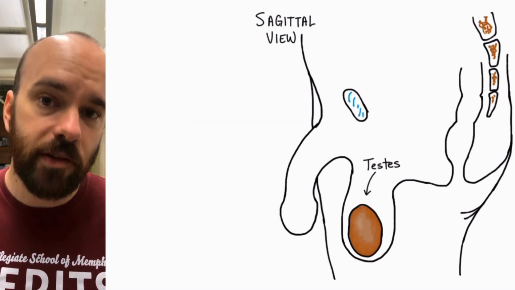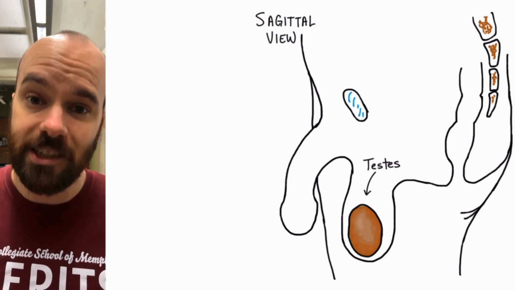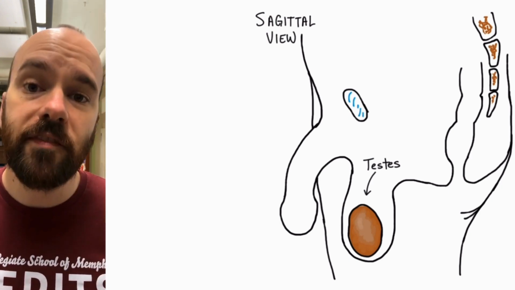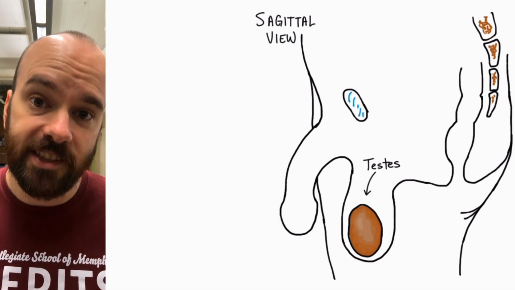Now, this process of spermatogenesis, or the production of sperm cells, takes place at a slightly lower temperature than the body's normal internal temperature. And because of that, the testes must hang outside of the body in a sac called the scrotum.